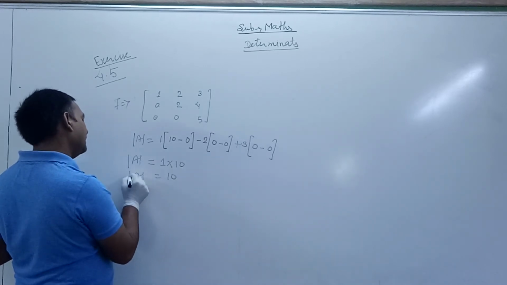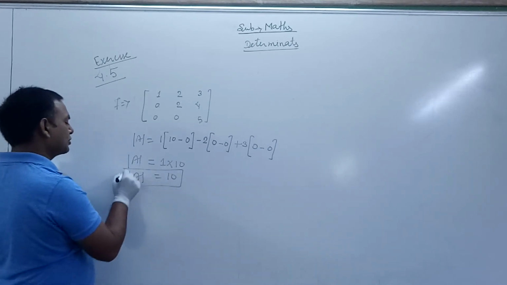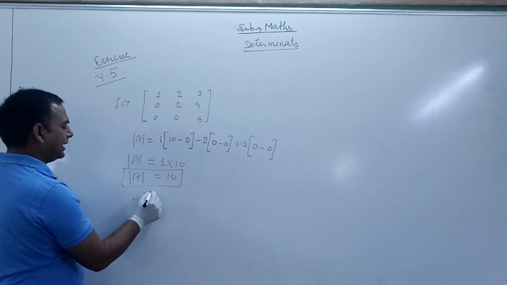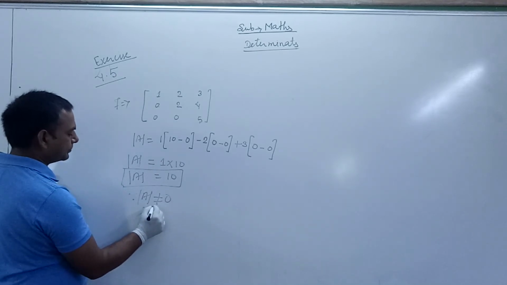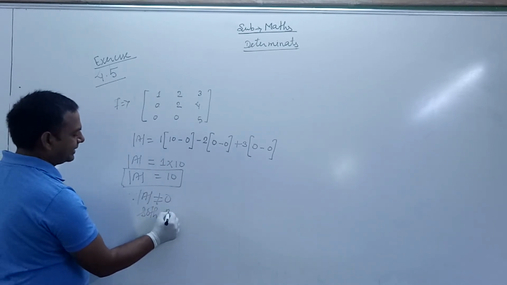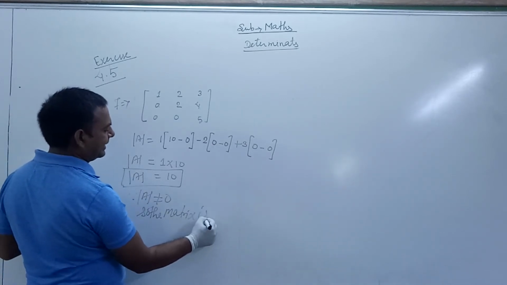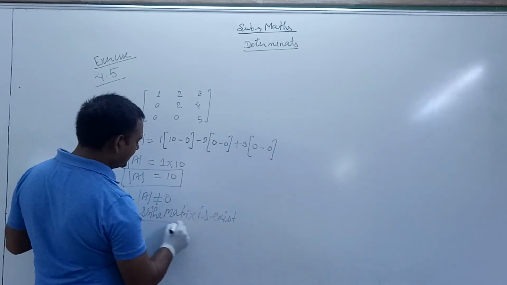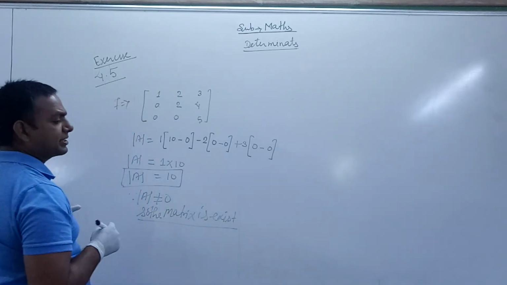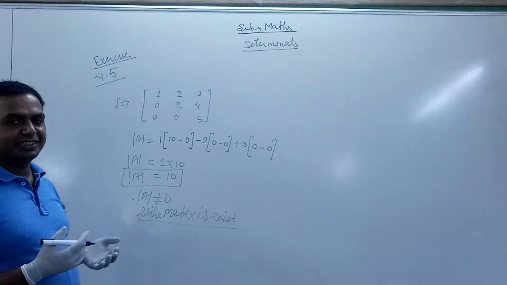Mod A does not equal 0. Since mod A does not equal 0, the matrix exists. If the matrix exists, then in that situation you find the A inverse. After that, we find the cofactors.